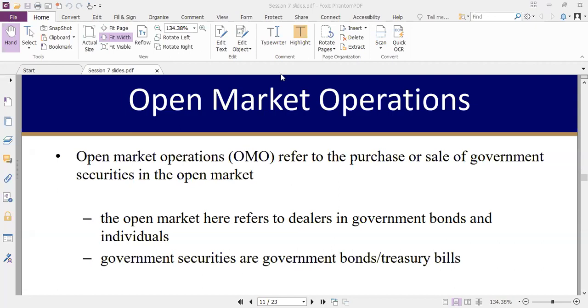Yes, Finn. Okay, Johnson. What is government securities? So when we talk about government securities, they are means by which the government tries to get money from the citizens through the issue of bonds or treasury bills. All right, thank you very much. So that's basically the meaning of government securities.